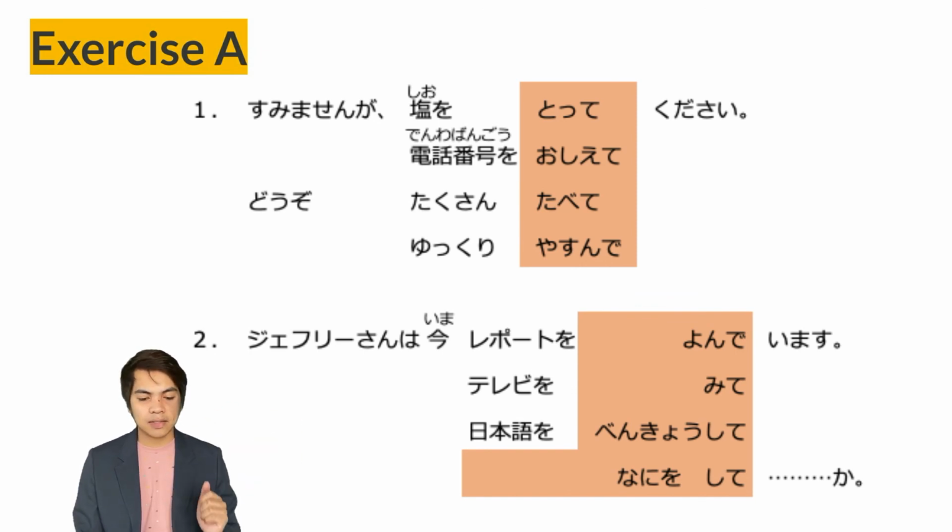Next line, sumimasen ga denwa bango o oshiete kudasai. Denwa bango o oshiete kudasai. So denwa bango, telephone number, particle o. Oshiemasu, to teach or to tell the telephone number. Then oshiete kudasai, please tell me or please teach me.